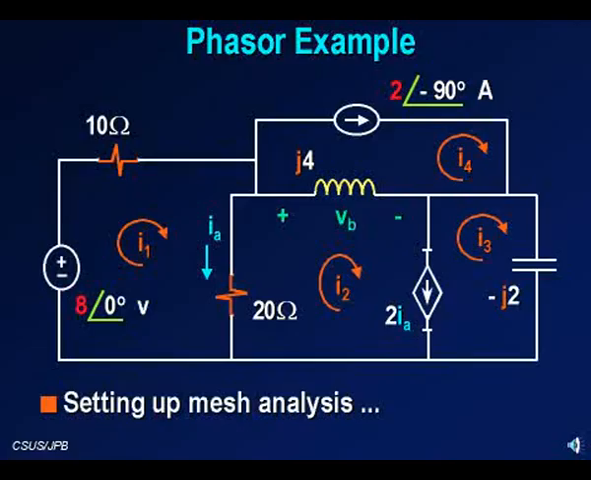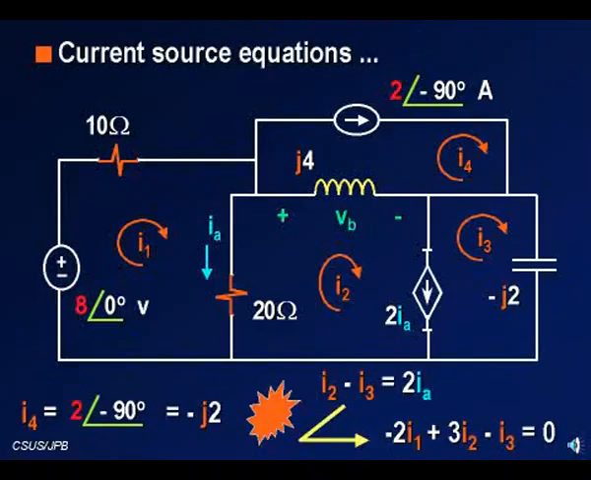Here, I'm starting with mesh, so I have 4 mesh currents. Anytime we have a current source and we're dealing with mesh, this should be a flag. At this point, you should be able to look at the current source and say I4 is going to be equal to 2 at an angle of minus 90 degrees. And we're going to write an equation also for the dependent current source.